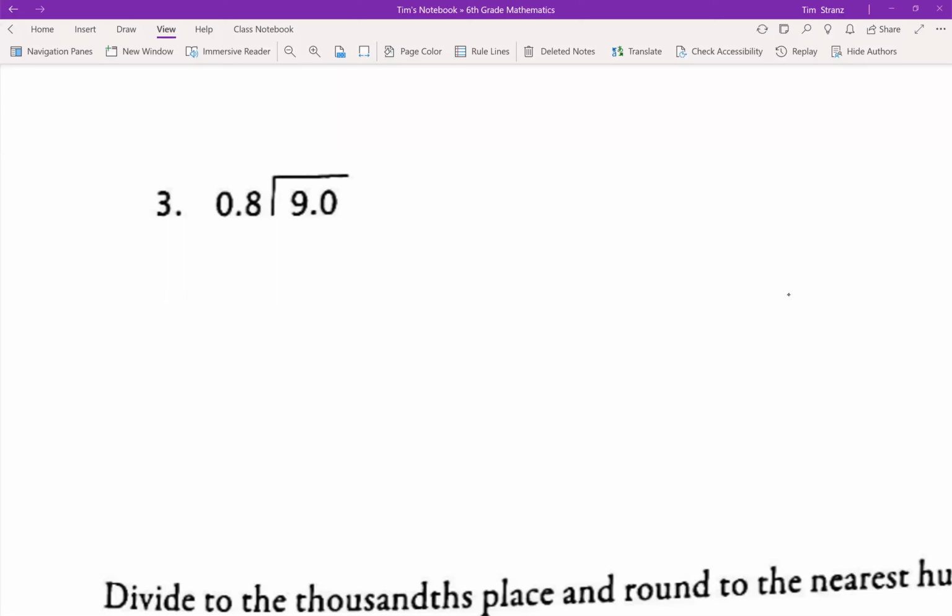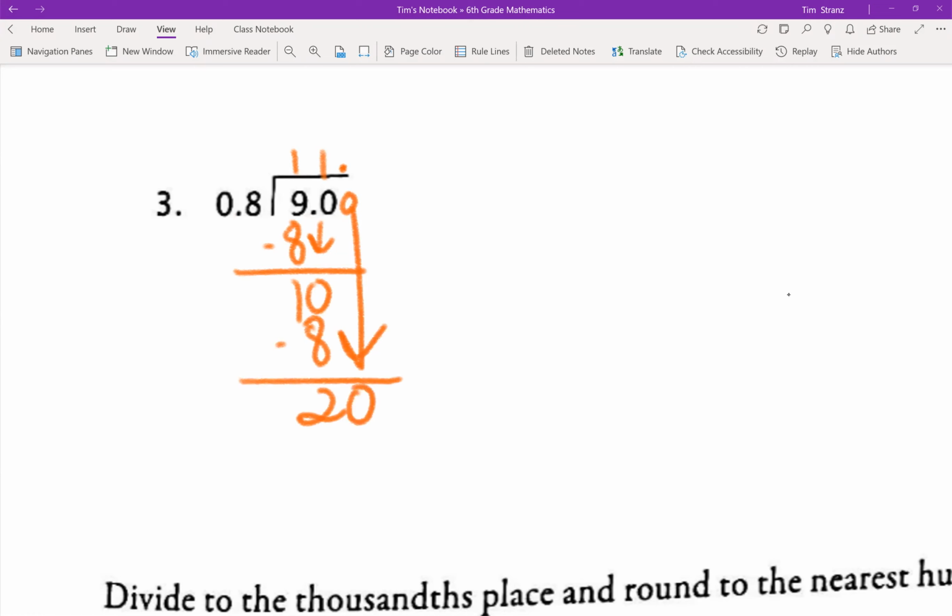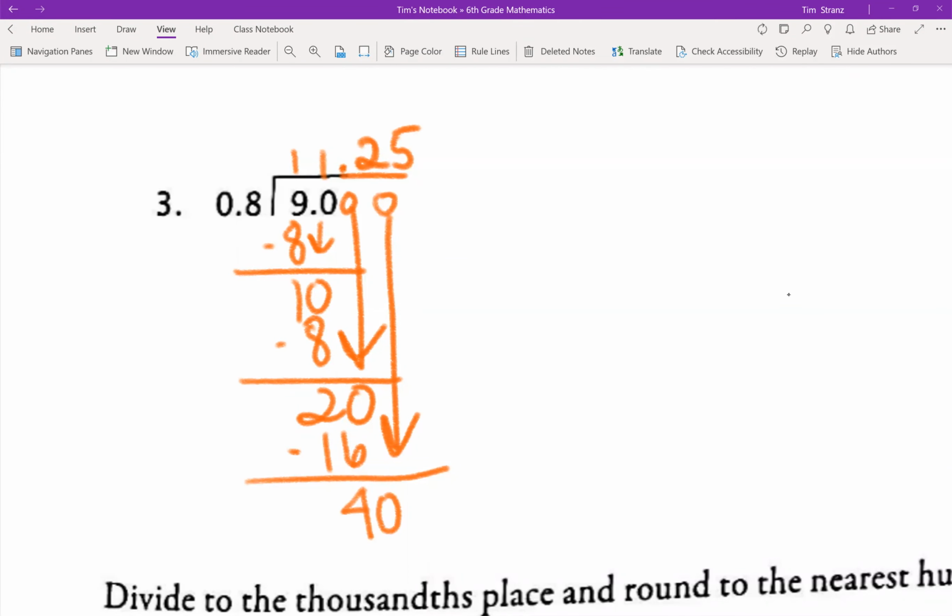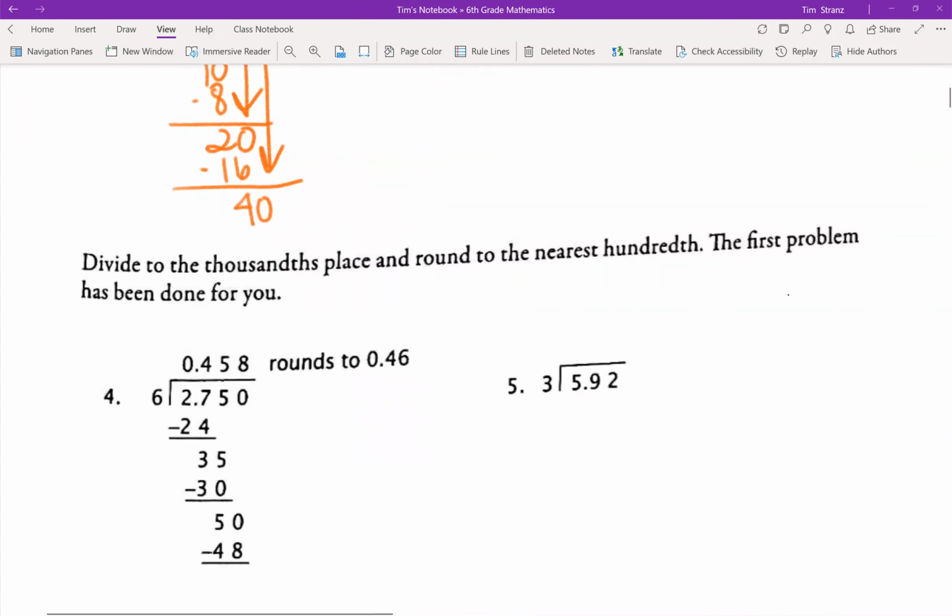I'm going to make my 0.8 a whole number by moving that over 1, which means I have to move that over 1. So my decimal goes there. 8 goes into 9 1 time. Bring down my 0. 8 goes into 10 1 time. Bring down my 0. 8 goes into 20 2 times. Bring down another 0. 8 goes into 40 5 times. So 11.25.